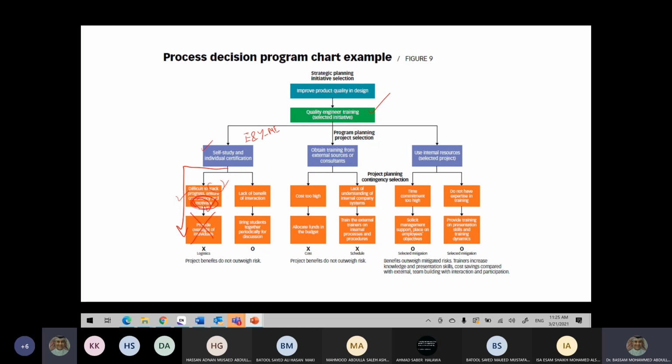An X for me means that I'm not going to accept this direction here, where I rely on people to self-learn. Yes, they self-study and they self-learn. I'm not going to accept that process. Okay, so let's go to the next step.